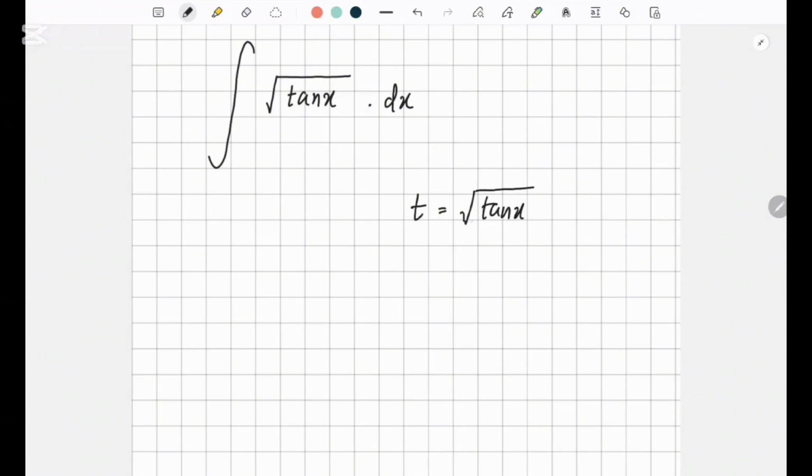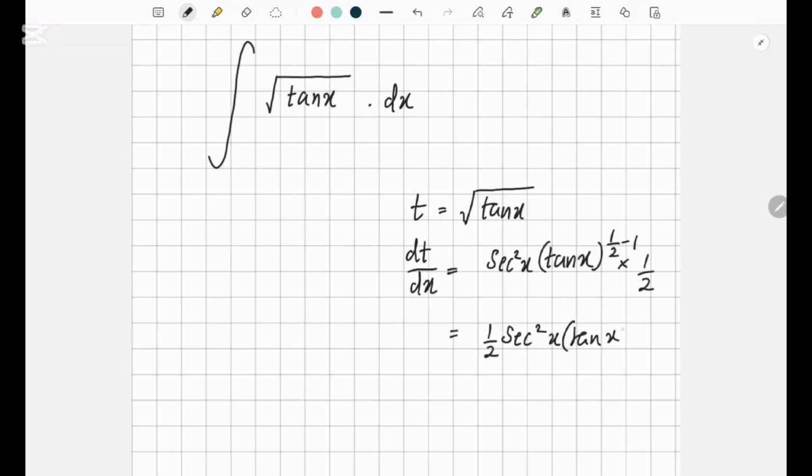Okay, and then we need to differentiate this, right? So dt over dx equals, you could write tan x to the power half instead. Let's differentiate what you have inside. The differentiation of tan x is sec squared x, and the power comes down, half, and the power should be subtracted by 1, right? So your answer would be half sec squared x tan x to the power minus half, right?